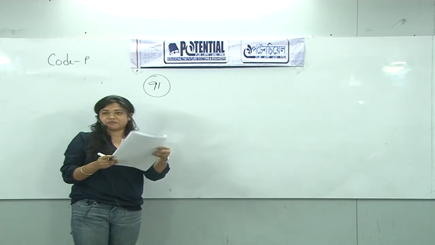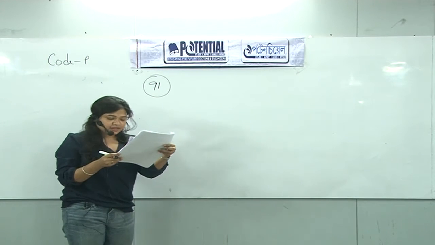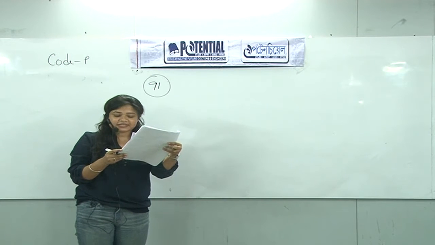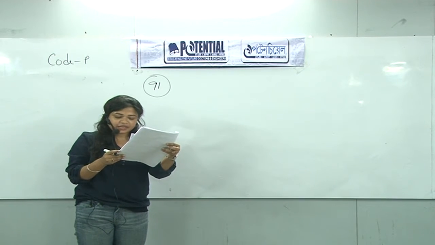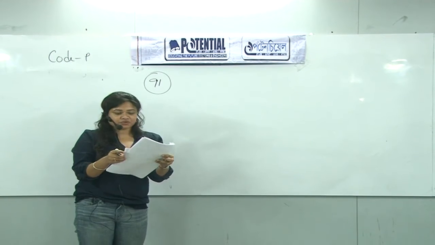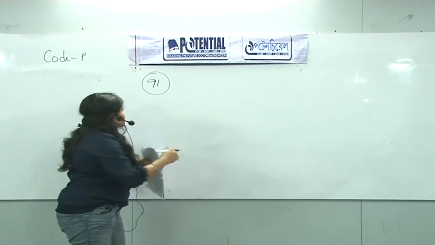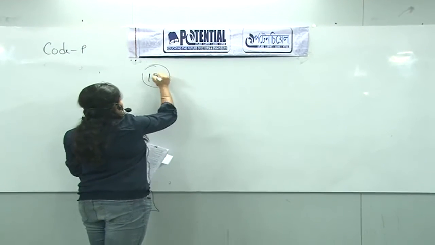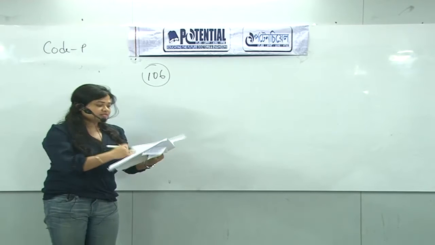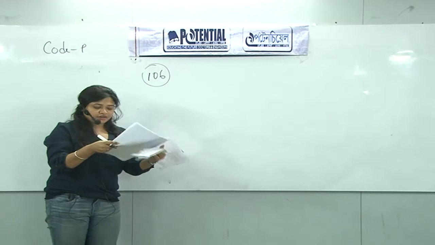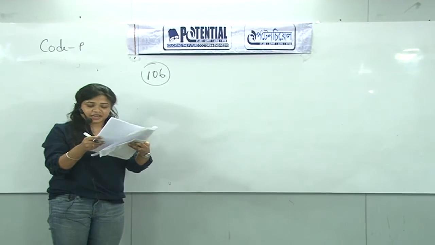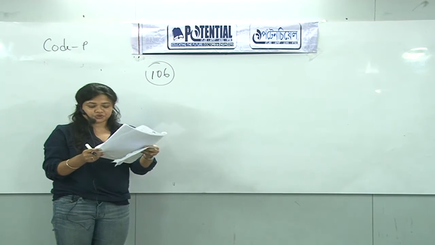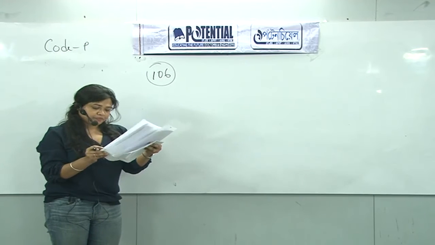Darwin's principle of competitive exclusion states that the answer will be option 3. No two species can occupy the same niche indefinitely for the same limiting resources. The next question we are to discuss is 106. Question number 106: which is the national aquatic animal of India? The answer will be option 2, that is river dolphin.